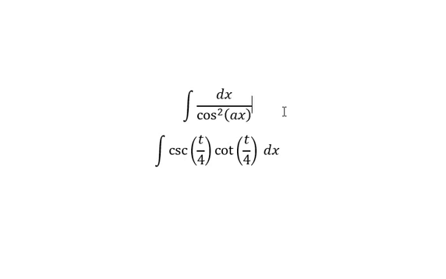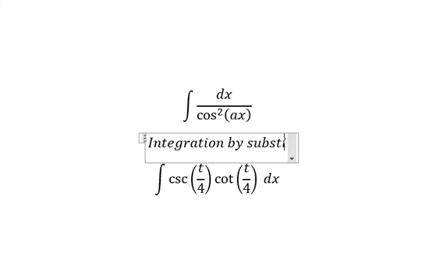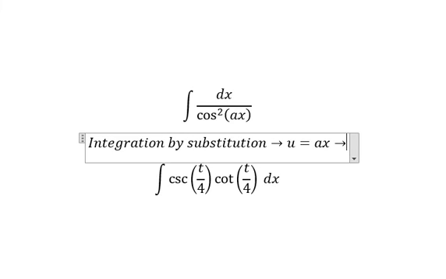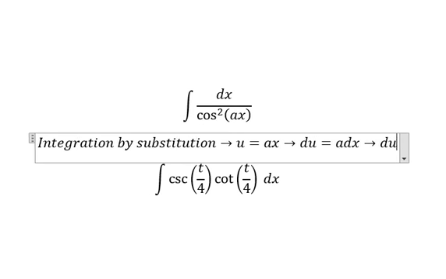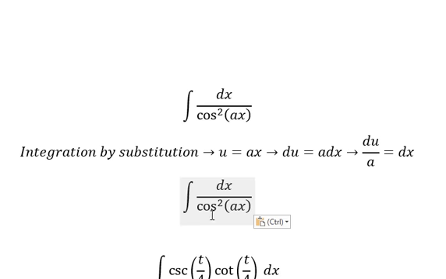Next, we need to use integration by substitution. So I will put u equal to ax. So we first take the derivative of both sides. Because we don't have a in here, we divide both sides by a. So ax we change for u. The dx we change for du over a.